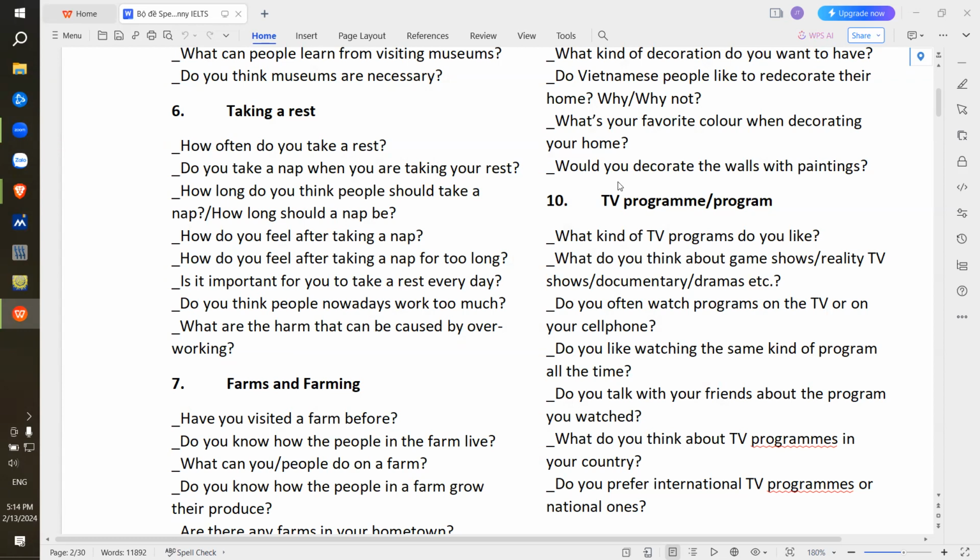Normally we have time to take a rest at the weekend. We have 2 days at the weekend, Saturday and Sunday. However, we use Saturday for shopping and Sunday to take a rest.